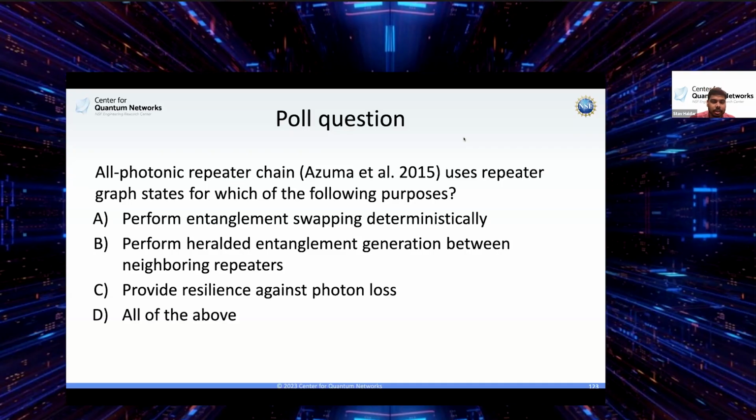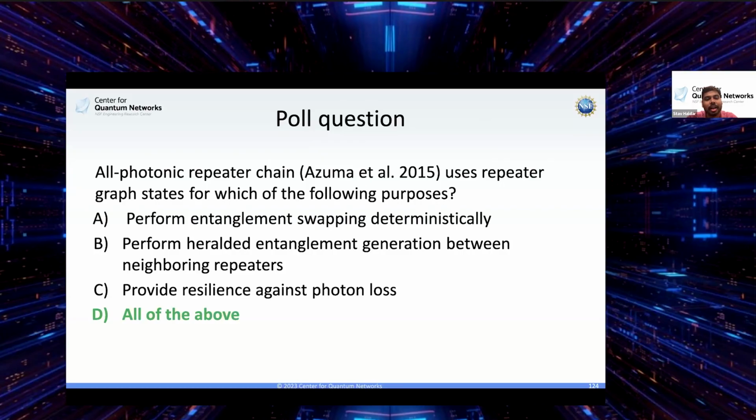The answers, I see most of you think it's all of the above. So what is all of the above? You have to perform entanglement swapping deterministically, perform heralded entanglement generation between neighboring nodes, and provide resilience against photon loss. So yes, all of the above is the correct answer. So everybody who selected the other options was also right, partly. But each of the things in the repeater graph state really plays one role.